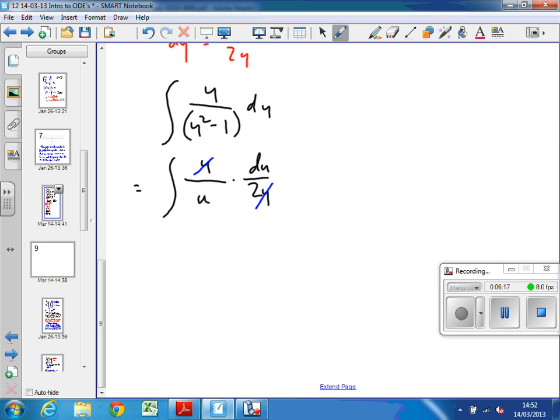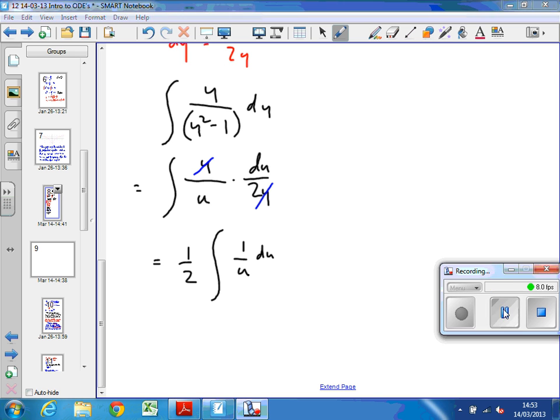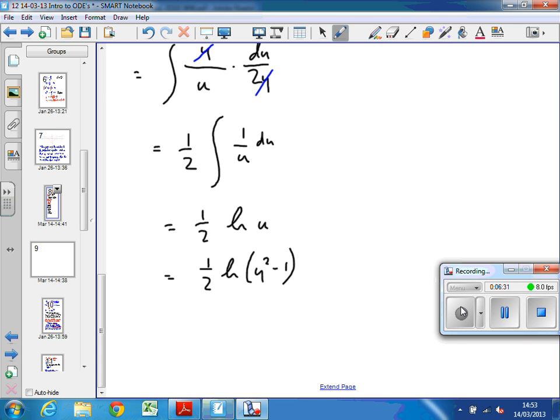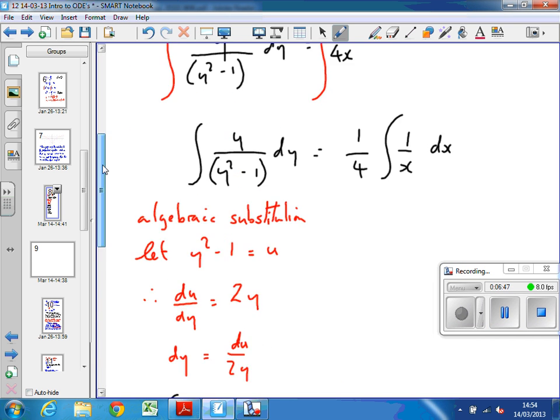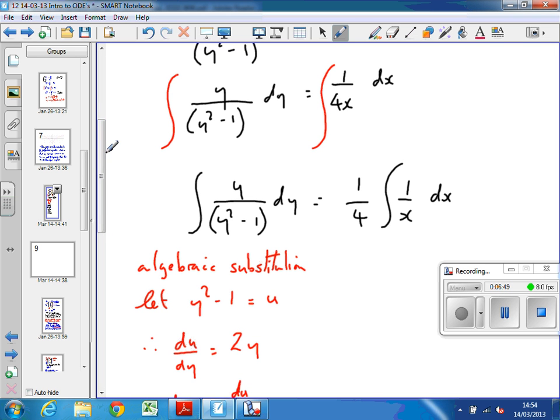So this equals, bringing the 2 outside the integral, a half the integral of 1 over u du. So this equals a half the natural log of u, which is a half the natural log of y squared minus 1, substituting back in what we let u be. So we've done the left-hand side. We've integrated the left-hand side. It's the same process that we were doing before.